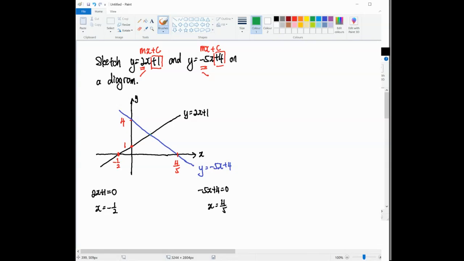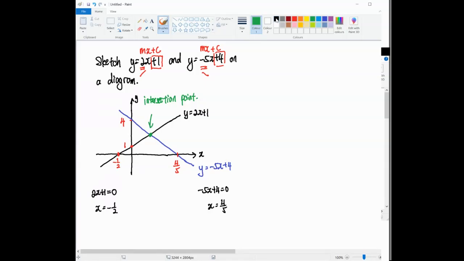Now, what is this point? We call this point the intersection point. So we can see that the blue line and the black line intersect at this point. So can we find the coordinates for this green point? How to find the intersection point?